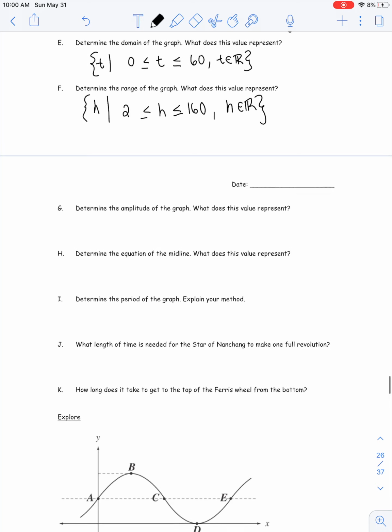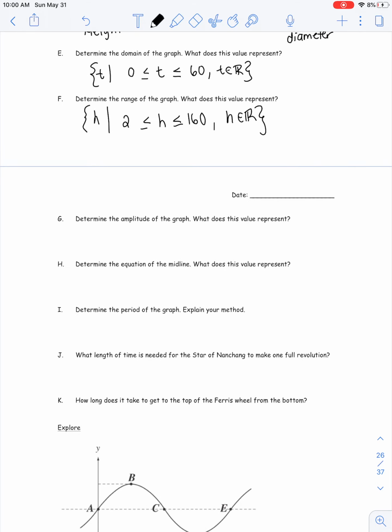Determine the amplitude of the graph. The amplitude of the graph can be found by taking your max minus your min and dividing it by 2. So our max is 160, subtract our minimum of 2, and we're dividing that answer by 2, and we'll get 158 divided by 2, which is 79 meters. So this actually represents the radius of the Ferris wheel.